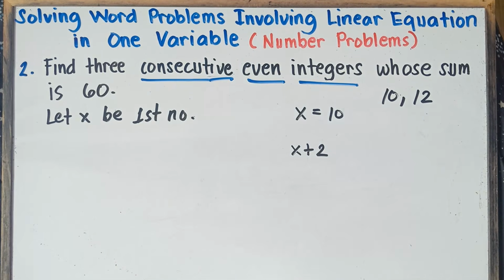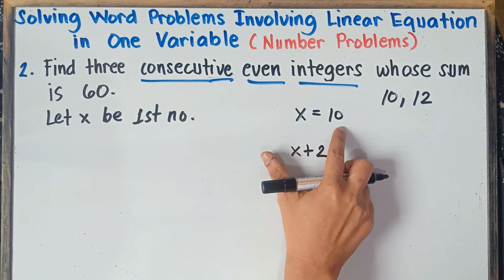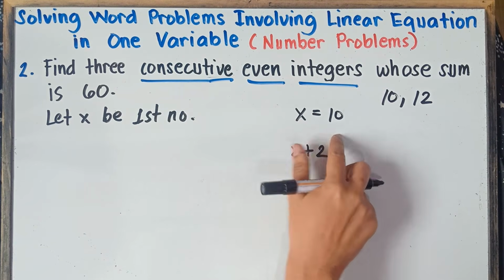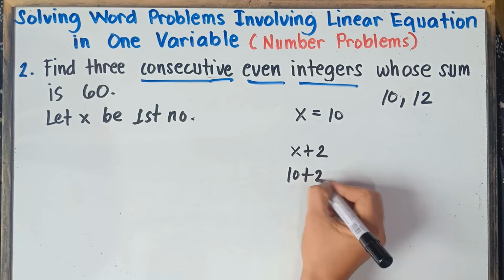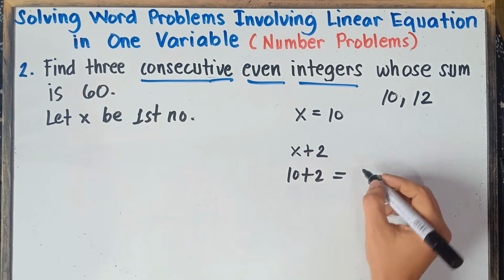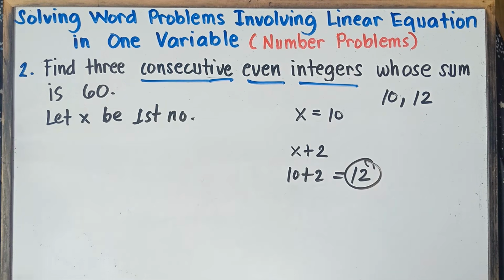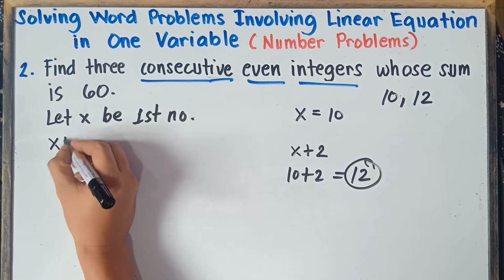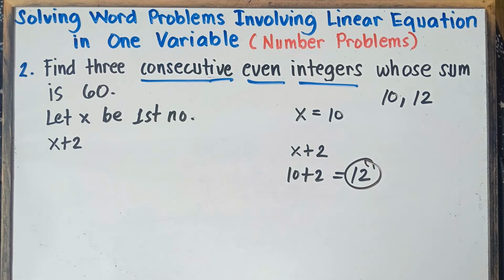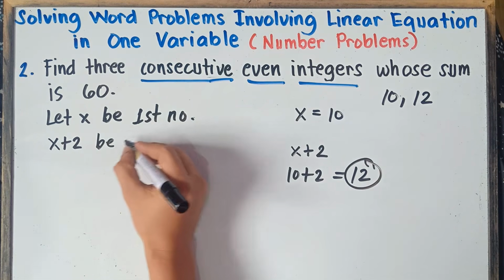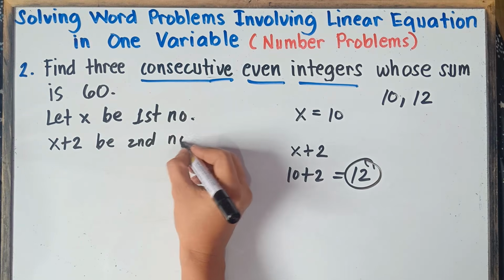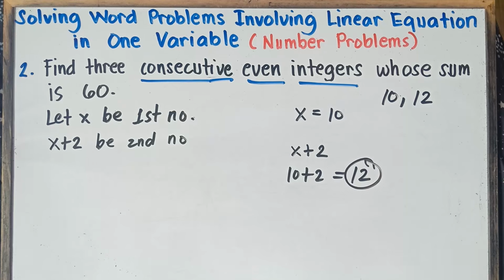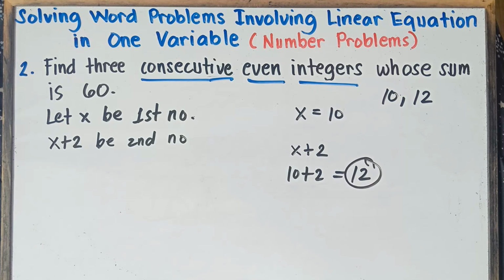Question, why is that, sir? Because if your x is 10, you assume any number for x, 10 plus 2, what's the answer, class? That's correct. That would be 12. So therefore, class, your second integer would be x plus 2. X plus 2 is the second integer. Second number, second integer. I hope it's clear for you, class.